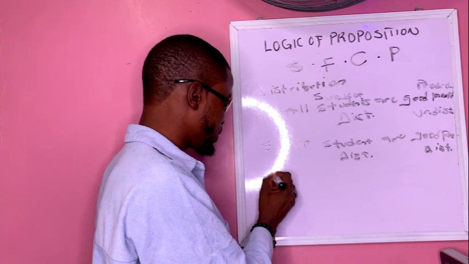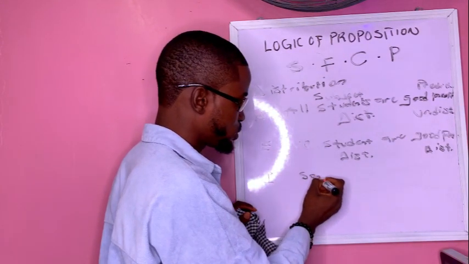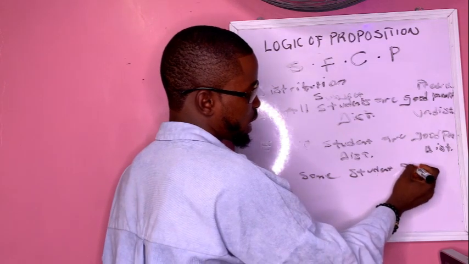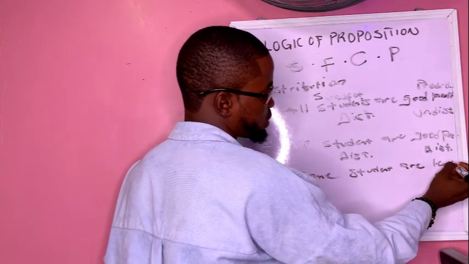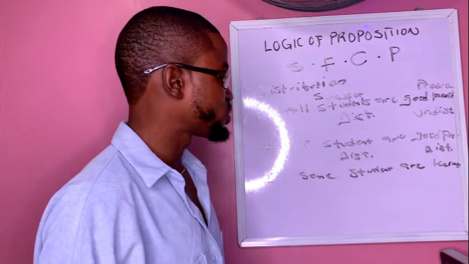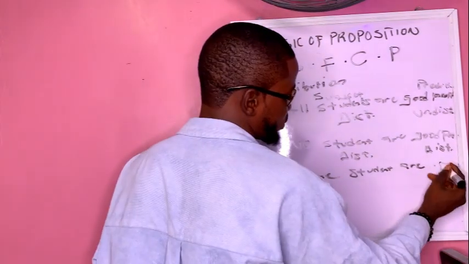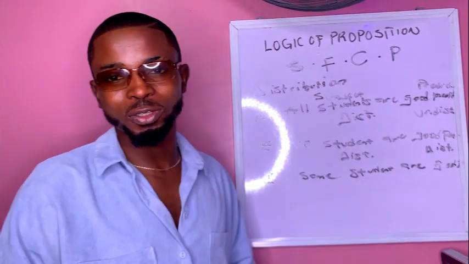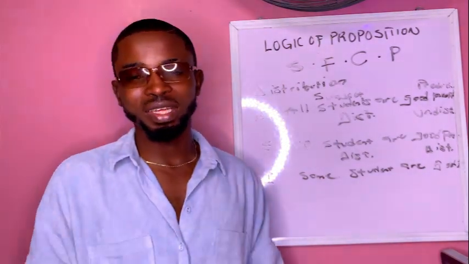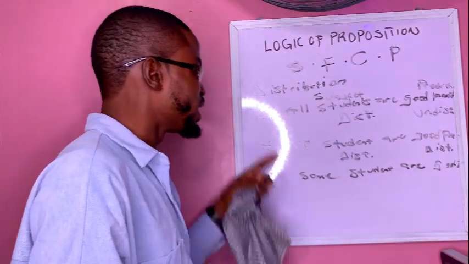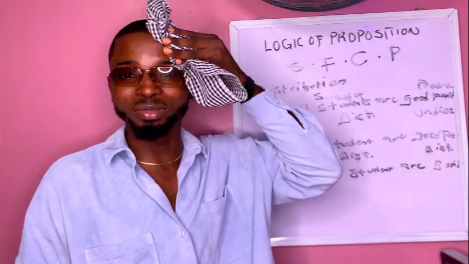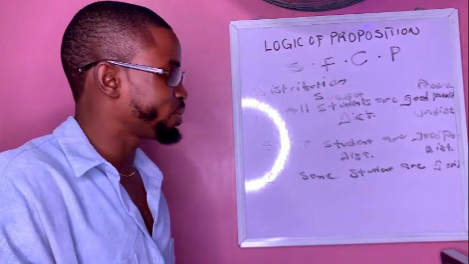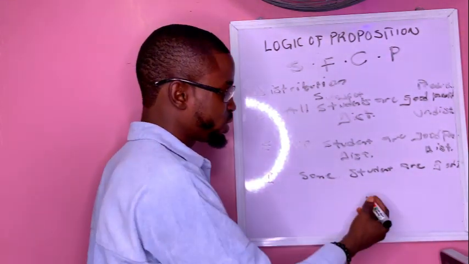So I proposition: some students are learners. Let me just put it that way. Some students are learners, or some students are good people. So now in I proposition, both the subject term and the predicate term are undistributed because a term is only distributed if it is making reference to all the members of the class in that particular term. So some students are good people.